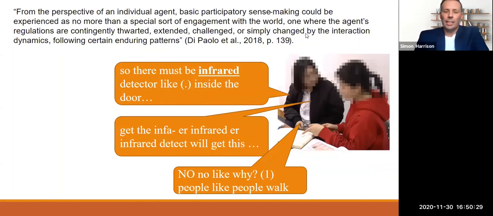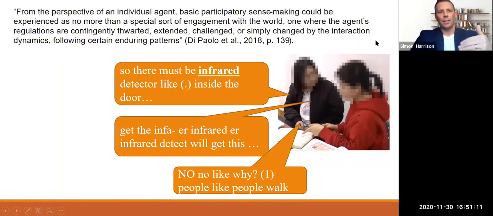So De Jaegher and colleagues, in a book, Linguistic Bodies, write: from the perspective of an individual agent, basic participatory sense-making could be experienced as no more than a special sort of engagement with the world, one where the agent's regulations are contingently thwarted, extended, or simply challenged by the interaction dynamics following certain enduring patterns. And I think that's what we see here, because the patterns of the interaction are what are influencing whether or not the word is being used and to what extent it is being used, and what is needed from the environment for that word, in this case infrared, to be used.